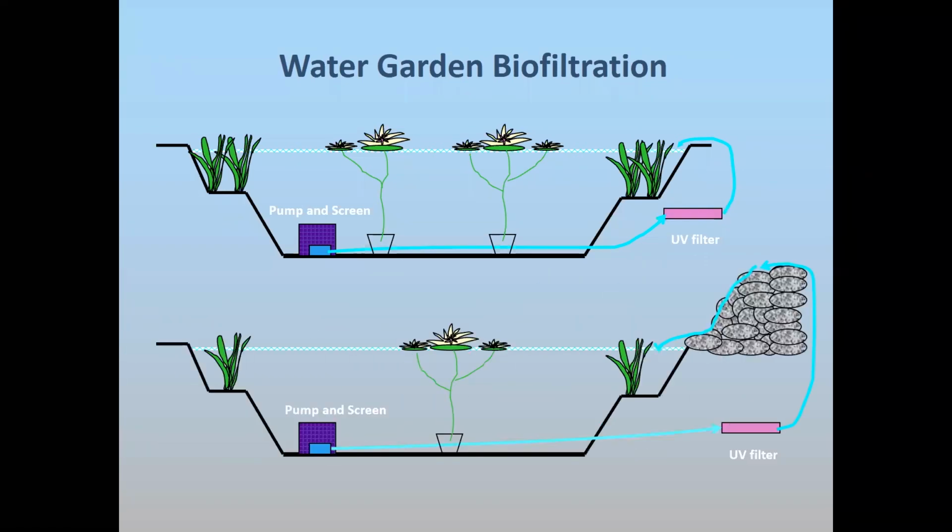And then here's just another example, essentially maybe using a waterfall to add oxygen to your water, but that waterfall is also providing some area for beneficial bacteria and maybe even some plants to grow on there to help take out some of the nutrients as well and add oxygen.